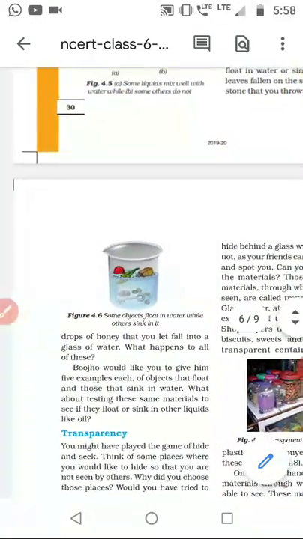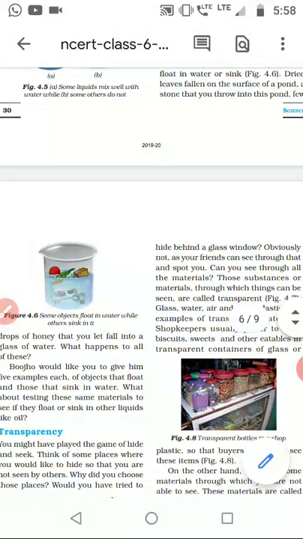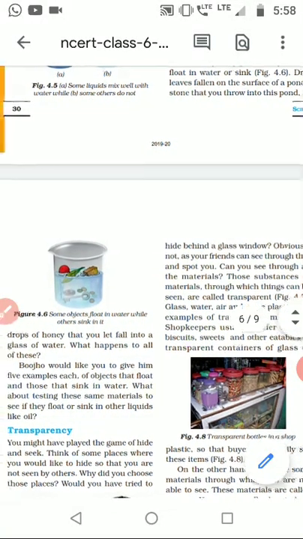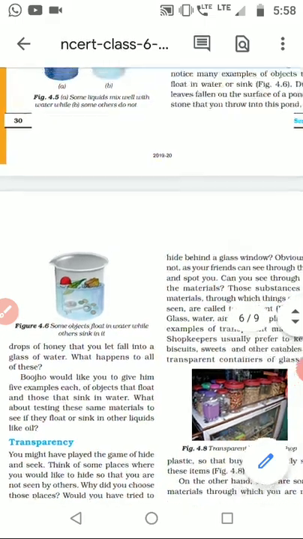I hope this topic of soluble and insoluble and sink and float is clear to you.